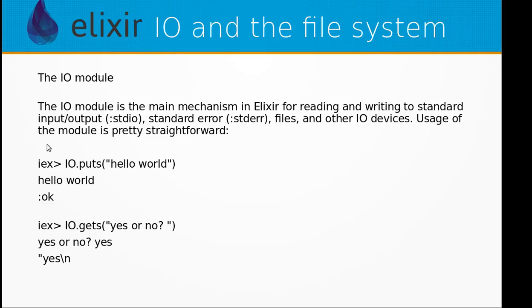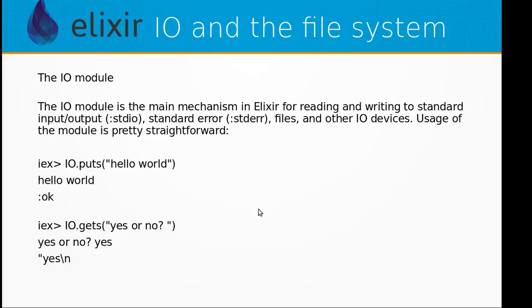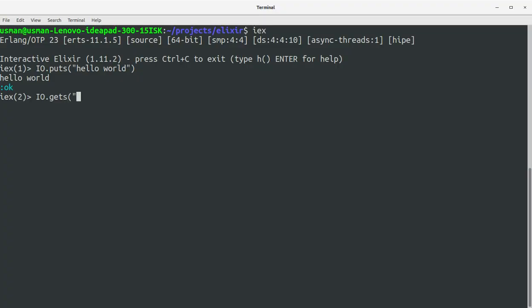The next is how to get an input from the user. For that we use IO.gets, "yes or no", and we got a question from the system saying yes or no. We say no.